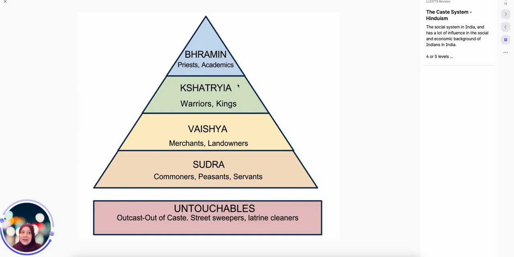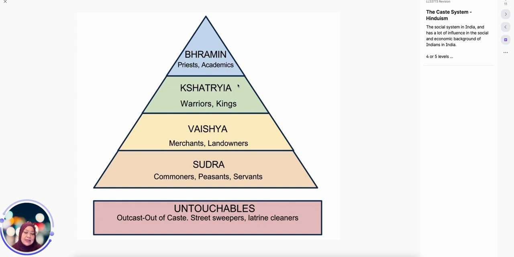So in the past, if you're very, very strong, then you become the king. That's why we have warriors as well as kings. The third level is actually Vaishya, the merchants or the landowners. The fourth level would be Sudra, commoners, peasants or servants. And last but not least, the fifth level, the untouchables: the outcasts, the street sweepers, for example, those who clean up after a lot of things.